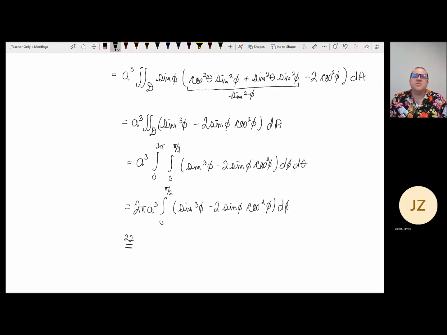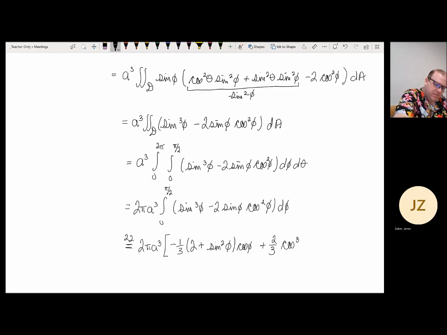I'm just going to use formula number 22. Formula 22 gives us sine cubed antiderivative negative 1/3 times quantity of 2 plus sine squared times cosine. And then clearly, that second term is going to give you 2/3 or negative 2/3 cosine cubed phi, but of course it's already minus, so it becomes plus. Evaluated from 0, pi over 2.